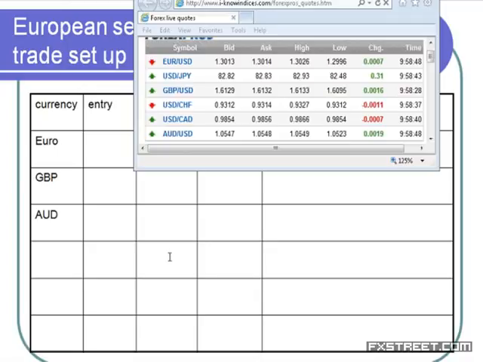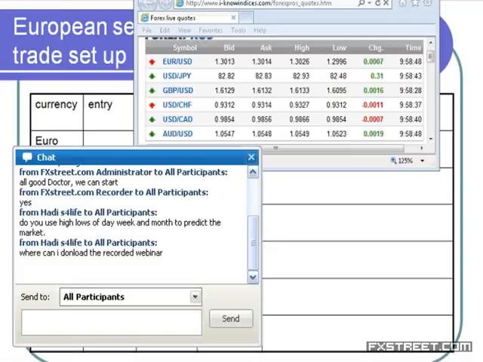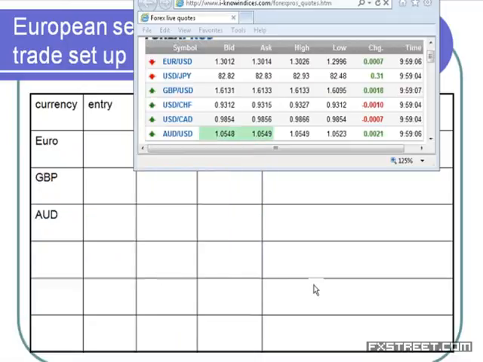Okay, then Hardy has got a question. Use high-low of day, week and month to predict the market. I use it for my market reading, but market prediction is based on a statistical algorithm.